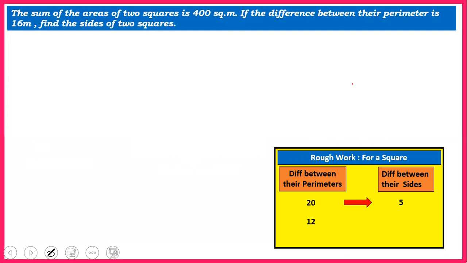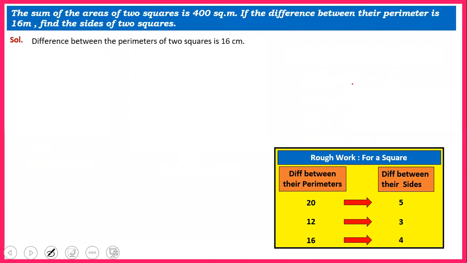Now let's take one more example. If the difference between the perimeter is 12, divided by 4, 3. So that will be the difference between their sides. Once again, in this sum, the difference between the perimeter is 16, divided by 4. The difference between the sides will be 4. So I will just write a statement. The difference between the perimeters of two squares is 16 centimeter. And I know, therefore, the difference between the sides of the same squares is 4 centimeter, because we divided it by 4. You can write these two statements.